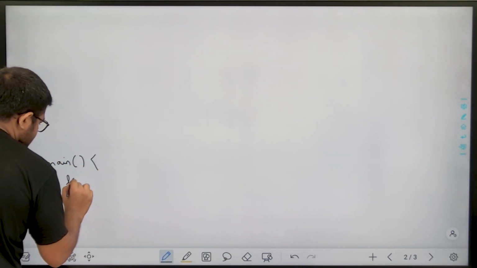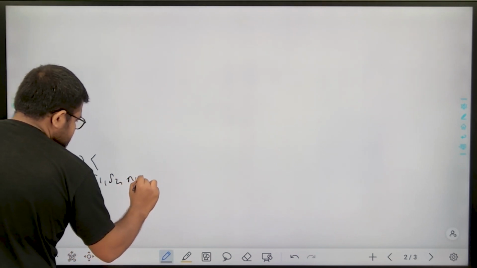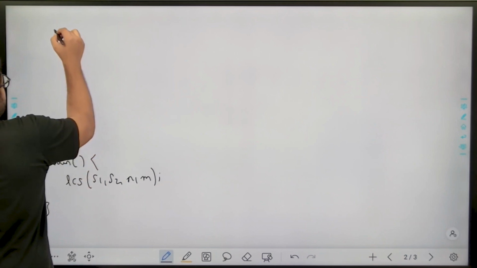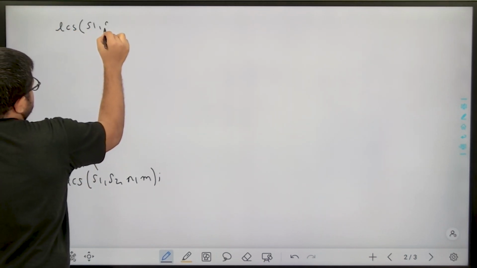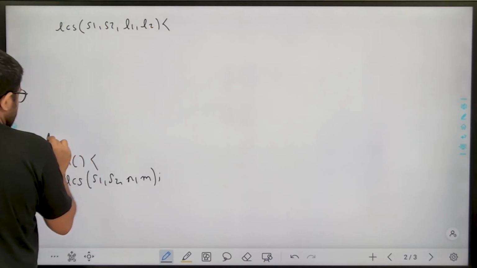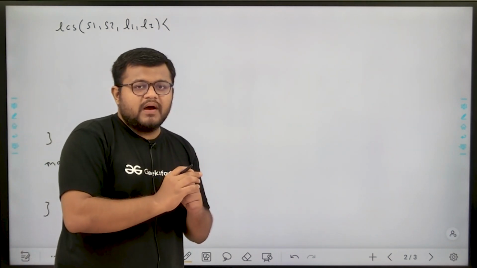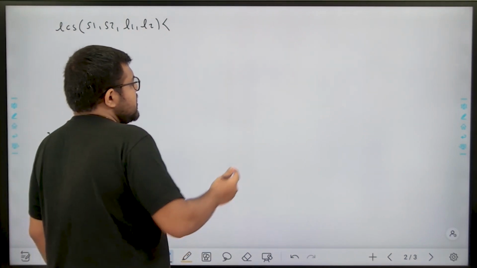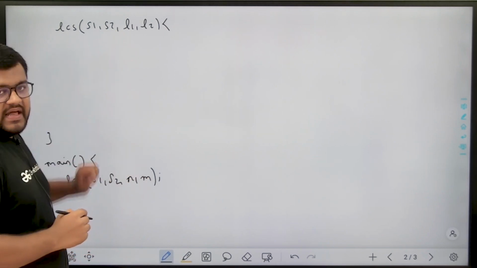For example, in the main function we will call longest common subsequence between S1 and S2. S1 is of length n and S2 is of length m. Now, in the recursive function, longest common subsequence between strings S1, S2, length L1 and length L2, I need to recursively decide whether to take a particular character into my answer or not. So what I am doing is moving from the last character. Initially this would pass n and m.